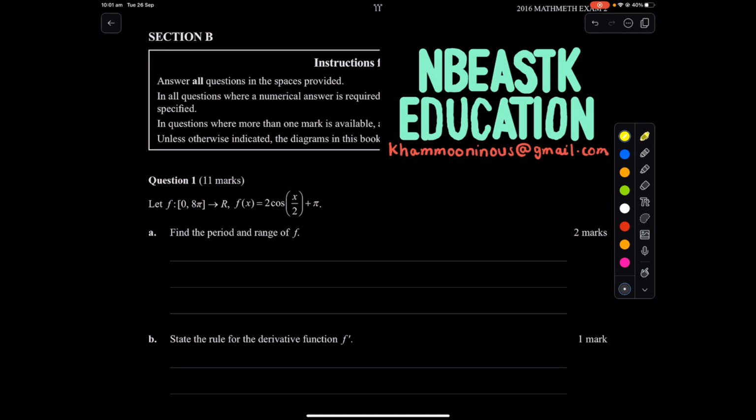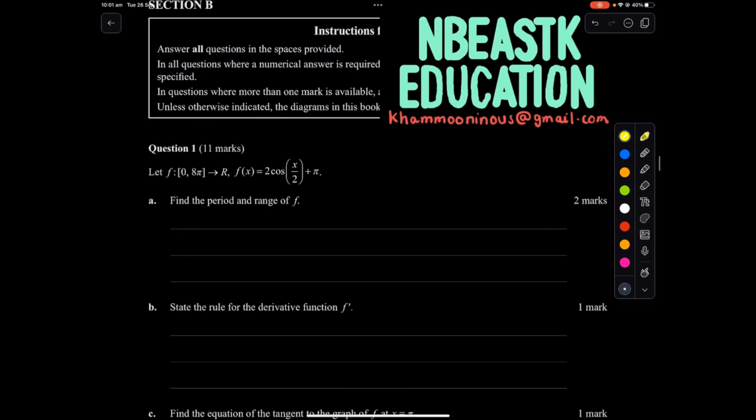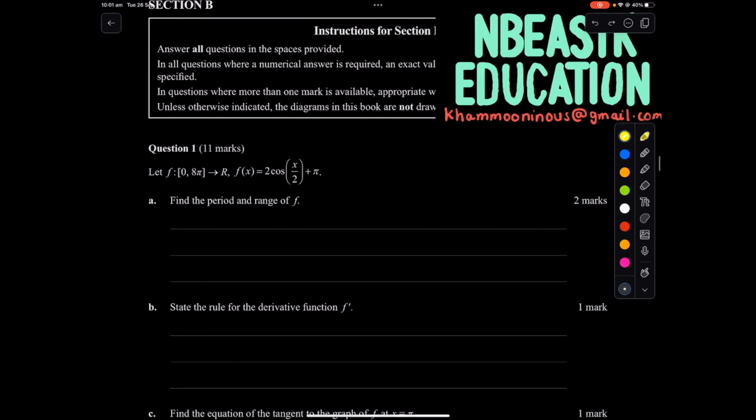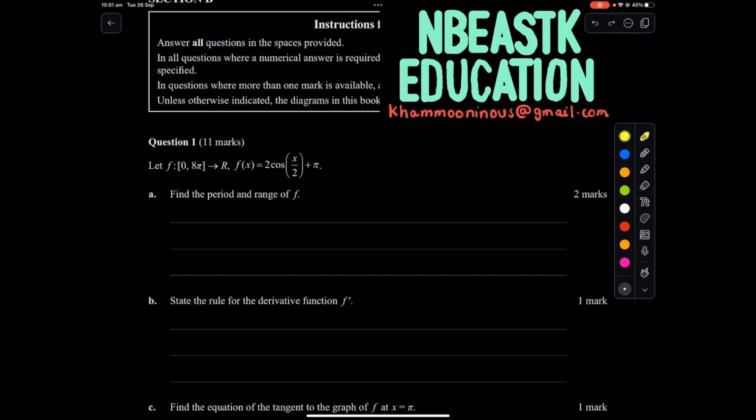Question 1. Let f be from 0 to 8 pi, f of x this, find the period and range. Easy. So we know that the period is 2 pi over, so it's half here, so just be 4 pi. Your range is, okay, look at this. There's a quick way to always find the range.